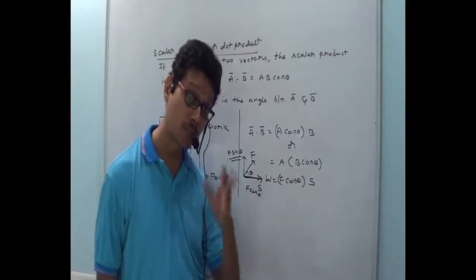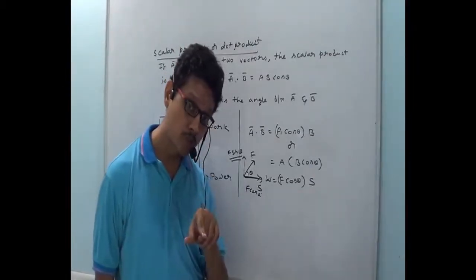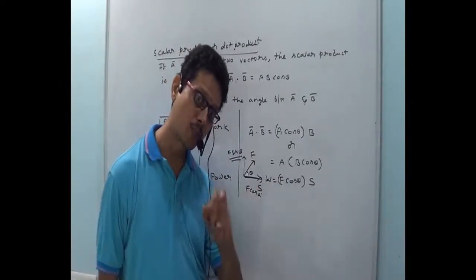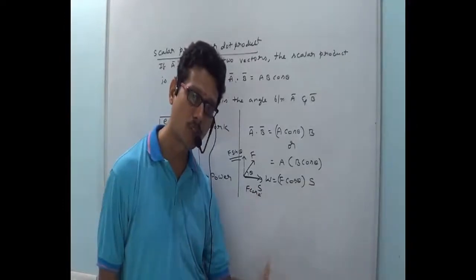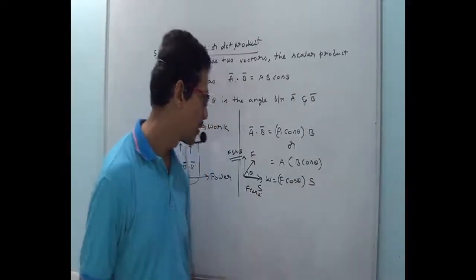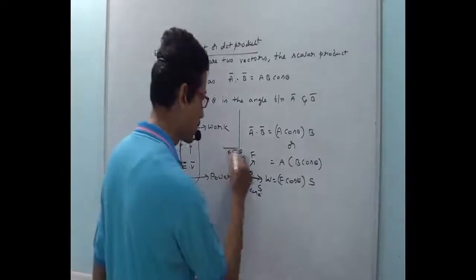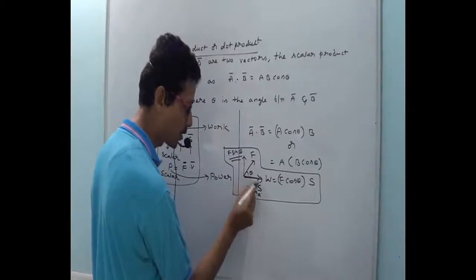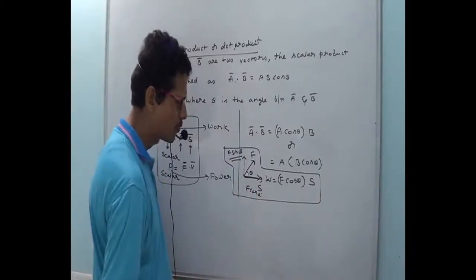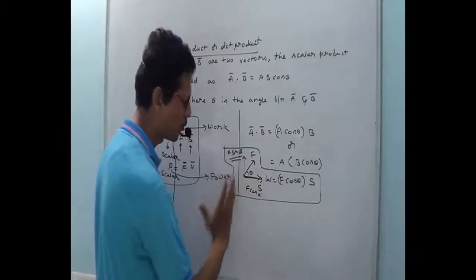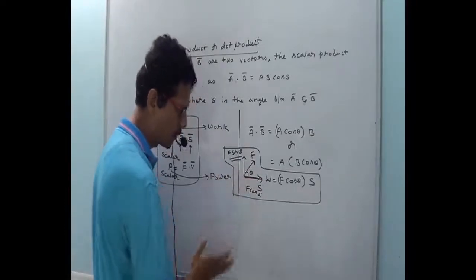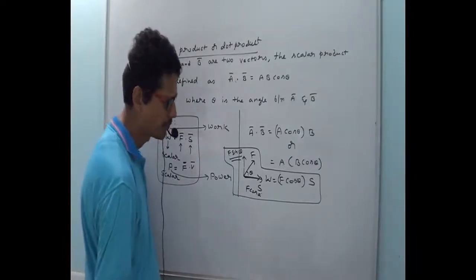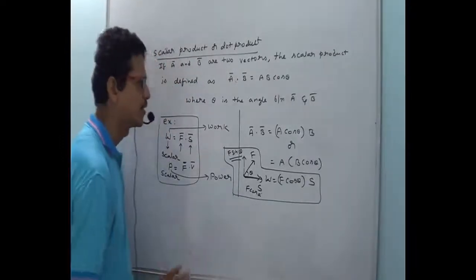And the second one also is correct only: force into the component of displacement in the direction of force. F into S cos theta is correct, or F cos theta into S is also correct. So you understood this. What is this component? Component of force in the direction of displacement, F cos theta. So we have two components, one horizontal and one vertical. I am taking the horizontal component in the direction of displacement. So I am just erasing this.